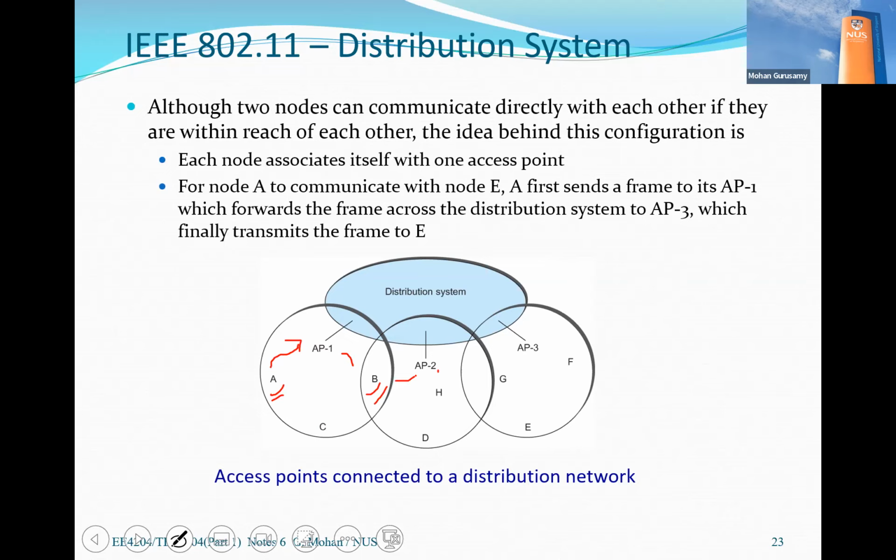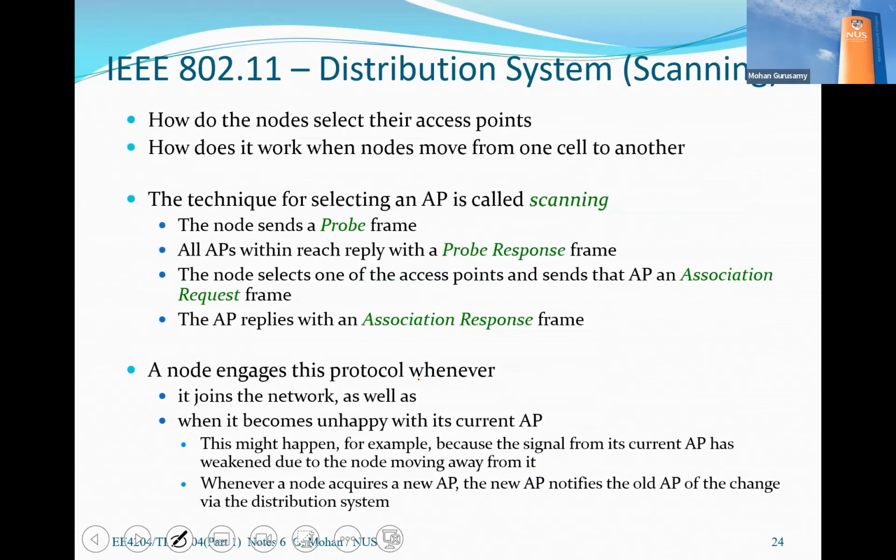At any instant of time, a given node is attached or associated with any one of the access points. If the node is mobile, the access point to which it is attached can change. For example, C may be attached to AP1 at some point. If C starts moving, let's say in this direction, when it enters the region or cell of AP2, it may be attached or associated with AP2. So this association can change.